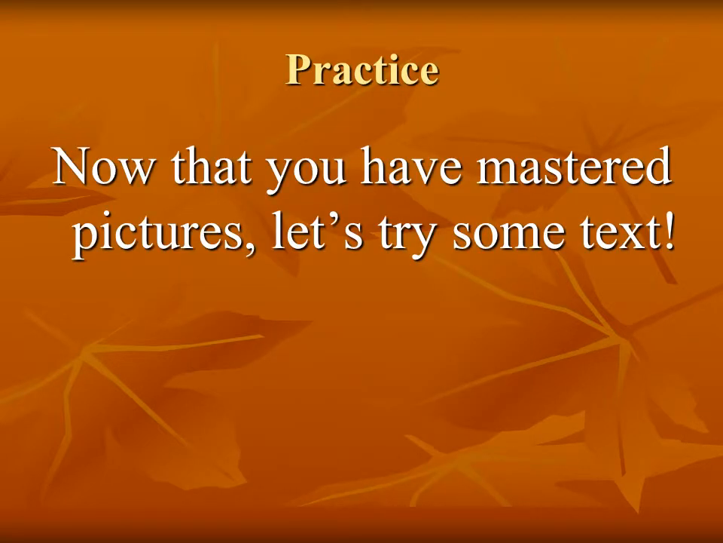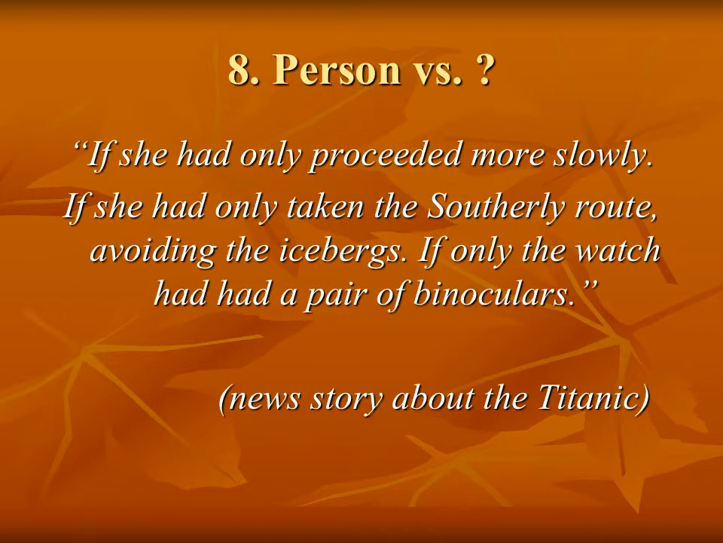Now that pictures have been mastered, let's try some texts. So, this is a news story from the Titanic. "If she had only proceeded more slowly, if she had only taken the southerly route avoiding the icebergs, if only the watch had had a pair of binoculars." Now, underneath, this is labeled news story about the Titanic, and this automatically points us in the direction of person versus nature. The Titanic and the people on the Titanic versus the iceberg.